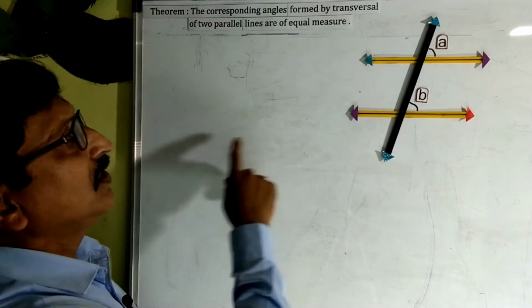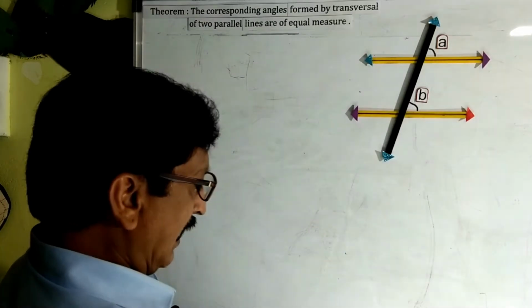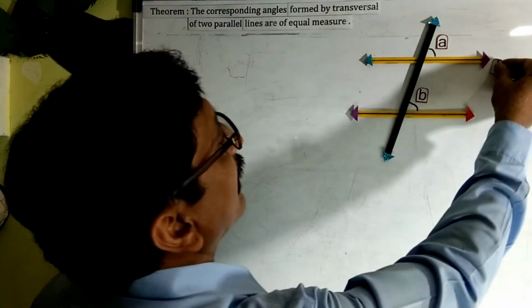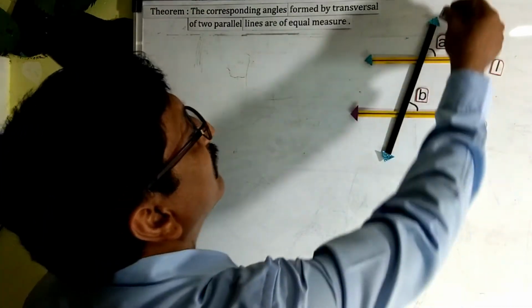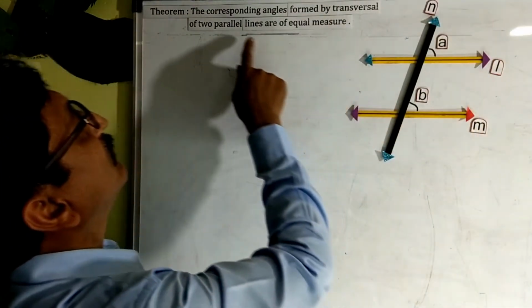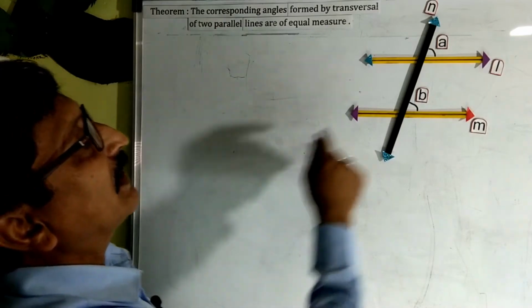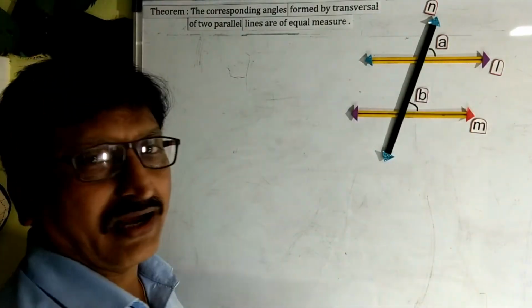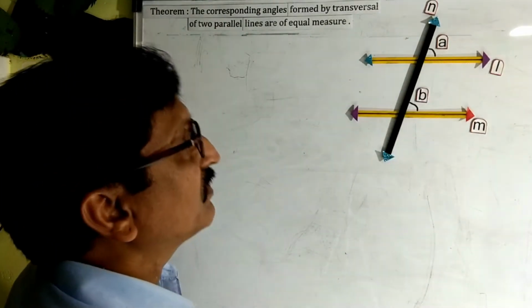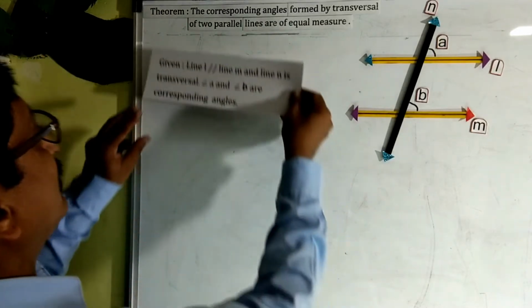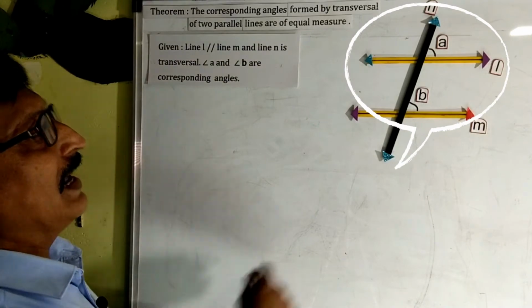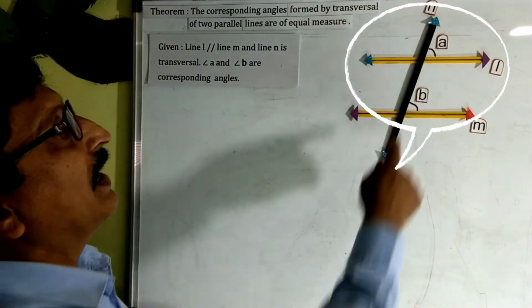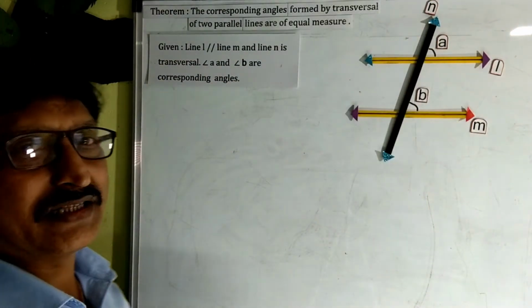What is given here? Two lines, say line L and M. Line L and line M are parallel and line N is a transversal, and you have to find corresponding angles. That means angle A and angle B are corresponding angles. Whatever is given, write first here. What are the givens? Line L and M are parallel and line N is a transversal, and angle A and B are corresponding angles.